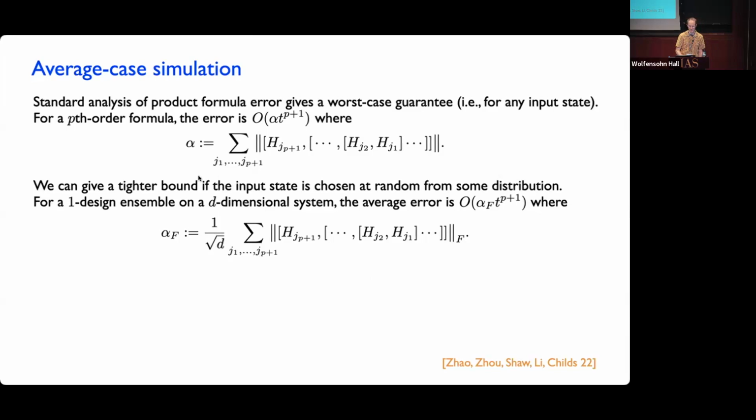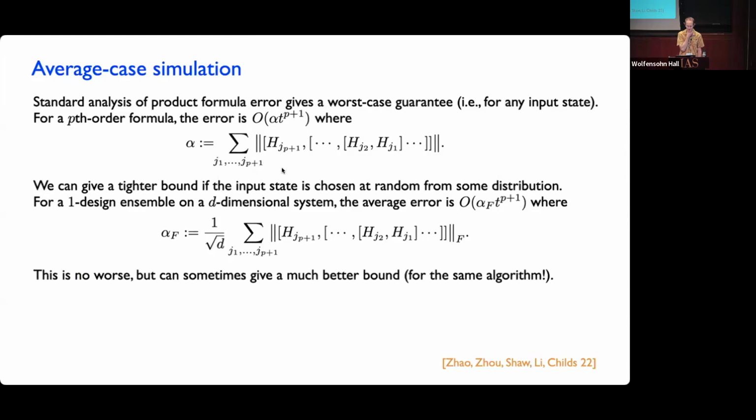This alpha F is never any bigger than alpha. So this is a bound that's always going to be no worse than this bound, but it can sometimes give a much better bound. And again, when we came up with this bound in the first place, what we're talking about here is not changing the algorithm, right? When we did the quantum walk or linear combinations of unitaries or quantum signal processing, we were doing a very different algorithm, right? But what we're doing here is just using product formulas as we ordinarily would, but we're giving a better bound on the error that they incur, and therefore a better bound on the number of steps we would need of the algorithm in order to give a simulation within some allowed error.